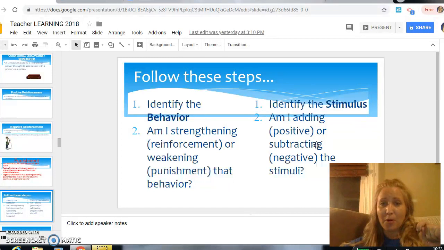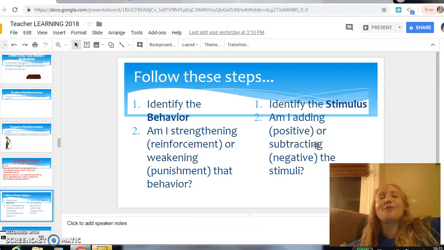So we need to make sure, remember, that we are able to identify between the behavior and the stimulus, right? A lot of times I'll underline the behavior and circle the stimulus when I'm doing situations like this. So first you identify the behavior, something you do, and ask yourself, am I strengthening or weakening this behavior? If I'm strengthening, it's reinforcement. If it's weakening, it's punishment. Then I ask myself, what's the stimulus? What's the thing that I'm adding or subtracting from this situation?